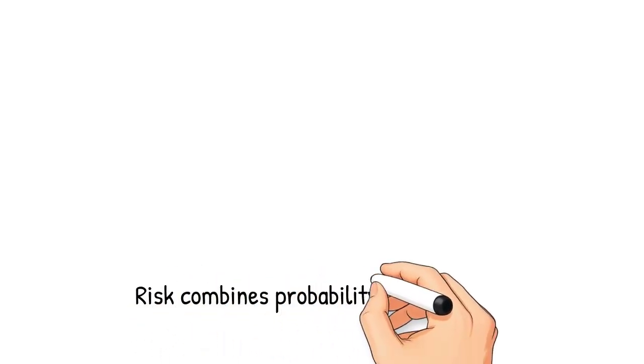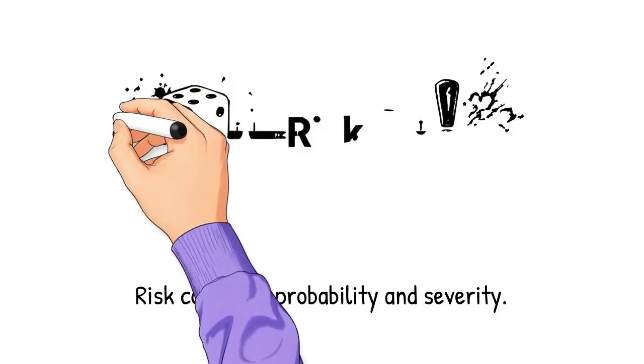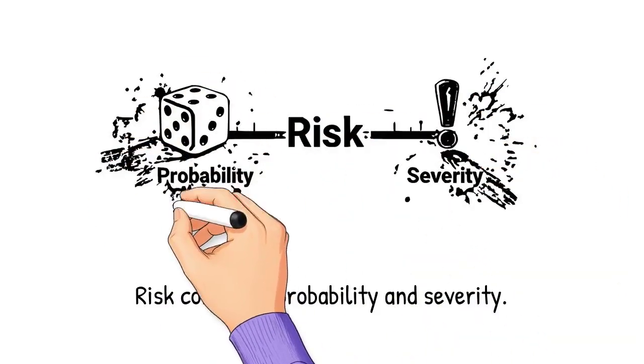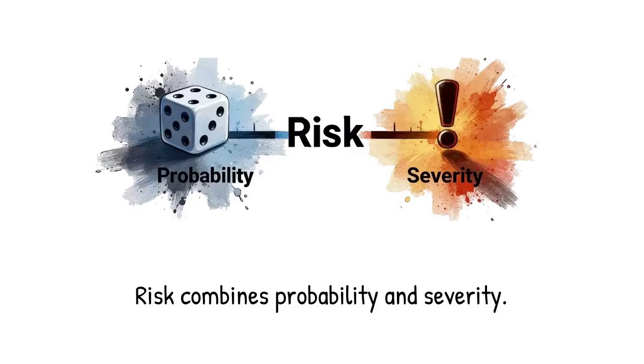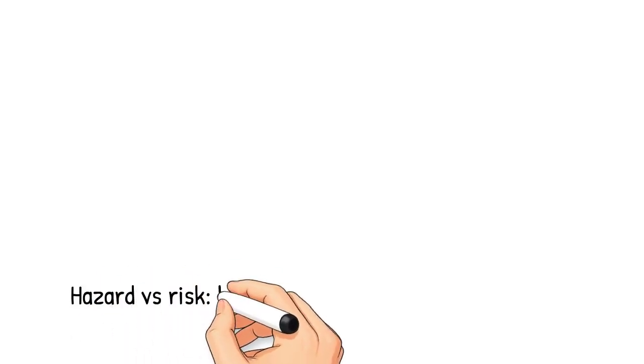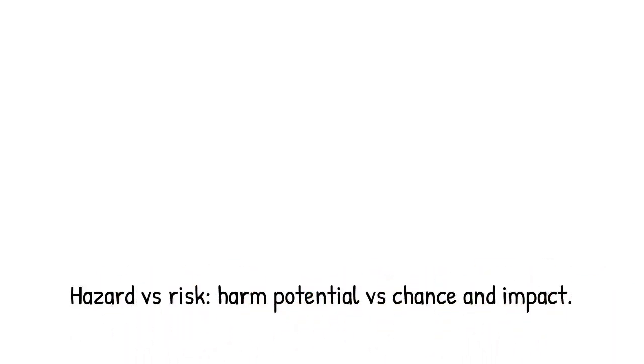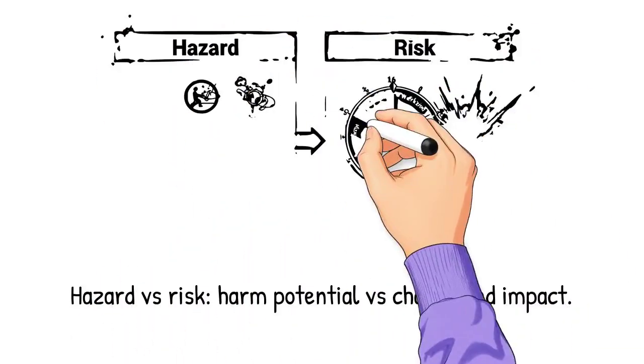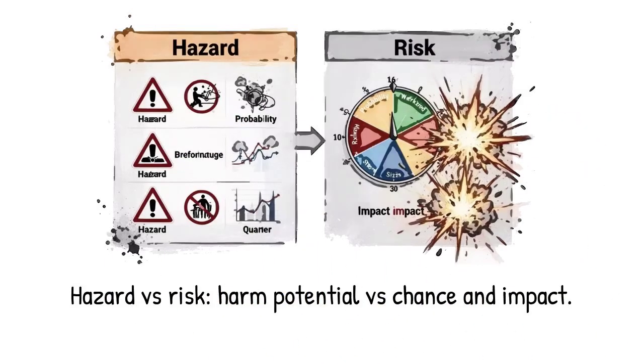Now, risk is different. Risk equals probability plus severity. In other words, risk is about how likely something bad will happen, probability, and how bad it will be if it happens, severity. So, the hazard is the thing that can cause harm. The risk is the chance and impact of that harm actually happening.